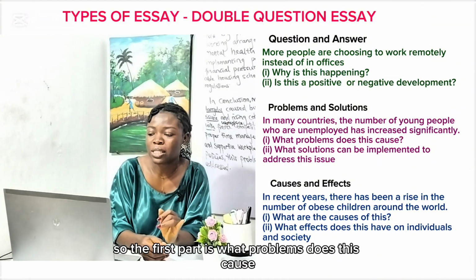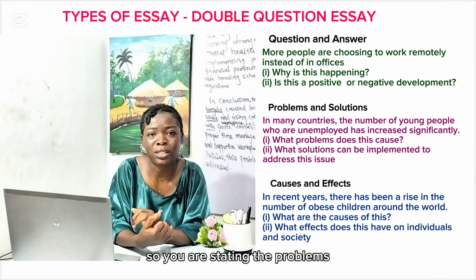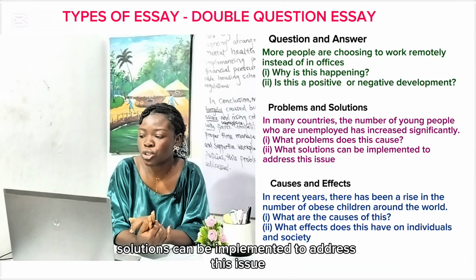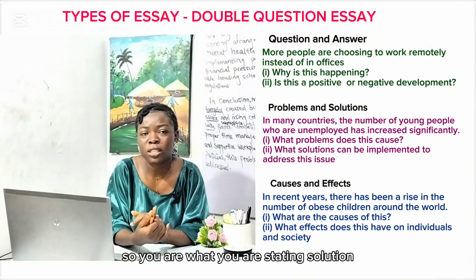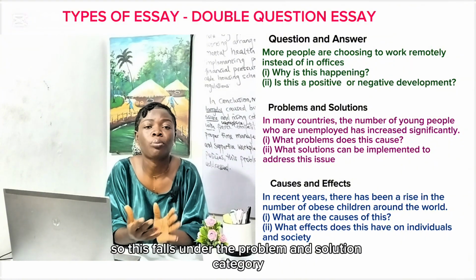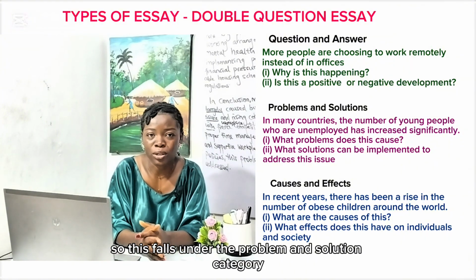Right, so the first part says, what problems does this cause? So you are stating the problems. What solutions can be implemented to address this issue? So you are stating solutions. So this falls under the problem and solution category.